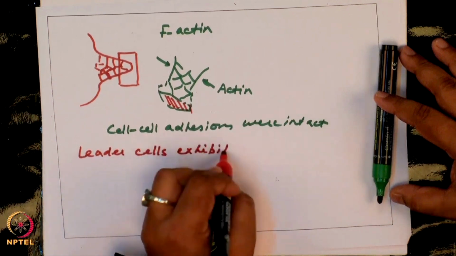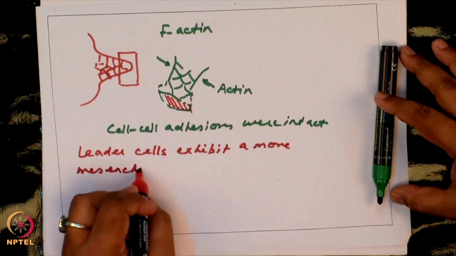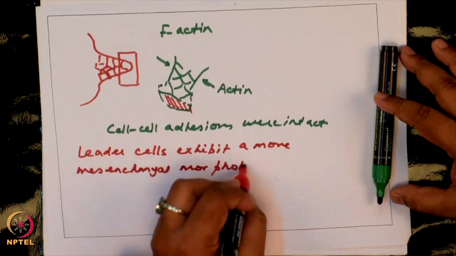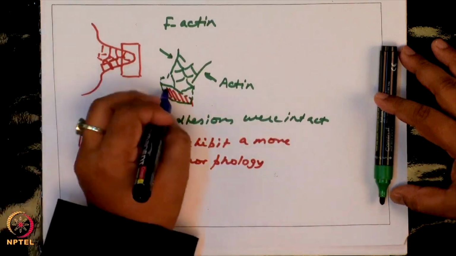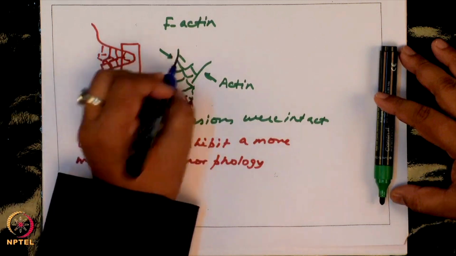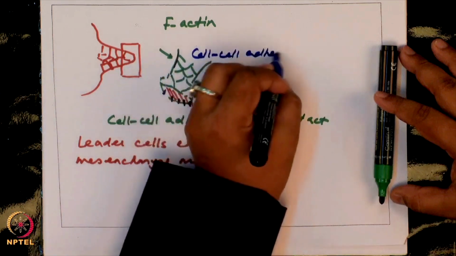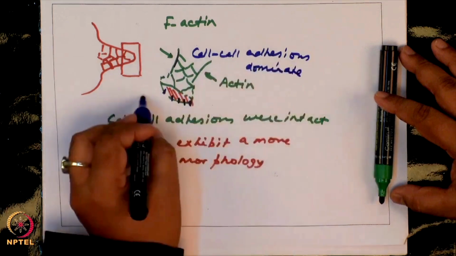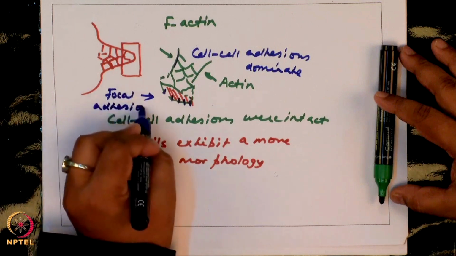They exhibit a more mesenchymal morphology. So in contrast to cells being attached to each other, these cells form a lot more focal adhesions with the substrate. In these cases cell adhesions dominate, but at the periphery focal adhesions dominate.